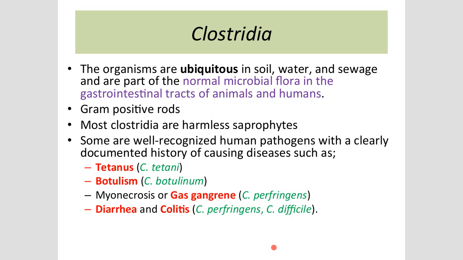But some of them are well-recognized human pathogens because, for example, Clostridium tetani causes tetanus. Clostridium botulinum causes botulism. It's a disease. Perfringens causes gas gangrene. The other name for gas gangrene is myonecrosis. And both perfringens and difficile cause diarrhea and colitis. So they are associated with human disease. When they are associated with human disease, they are considered human pathogens.